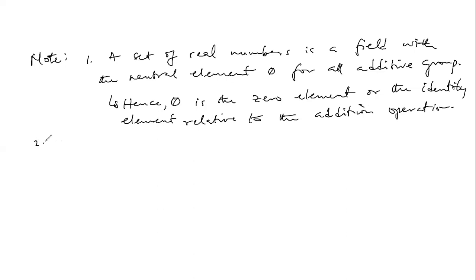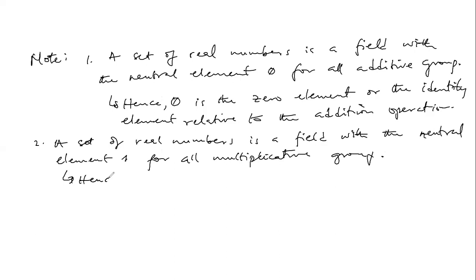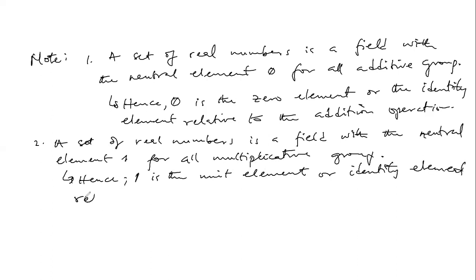And secondly, a set of real numbers is a field with the neutral element one for all multiplicative groups. So just as in this case, you can therefore say that one is the unit element, or identity element, relating to the multiplicative group.